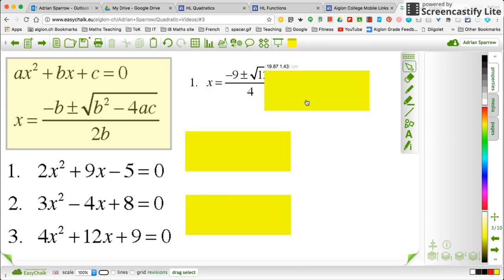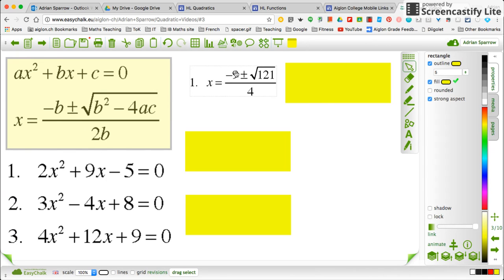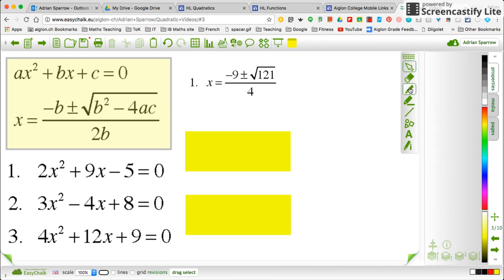Okay, have a look at this. This is the first one, and I've got minus b, which is minus 9, plus and minus, and if I do the b squared minus 4ac, I'm going to have 81, take away minus 40. So it's going to give me 121 and divide it all by 4. Now, the square root of this is 11, so I'm going to have minus 9 plus and minus 11, two different solutions to work out there. So for this one, I have two solutions.